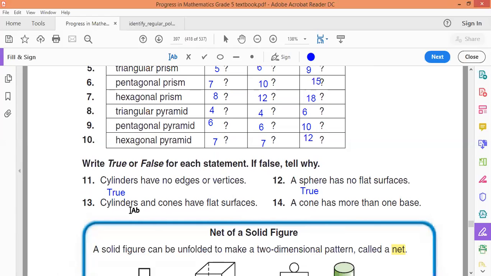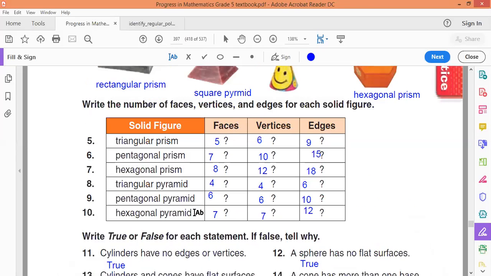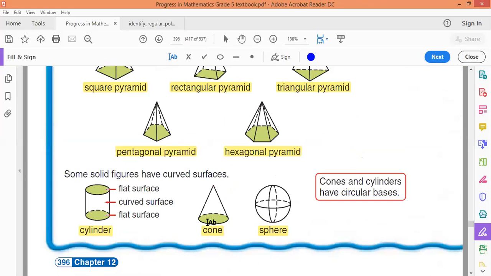Now, cylinders and cones have flat surfaces. Look at there. A cone has got a flat surface. In a cylinder, as you can see, it has also got a flat surface. This one, flat surface upside and downside. In the cone, it has also got a flat surface. Okay.